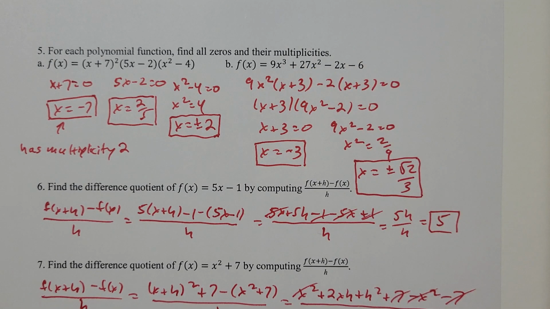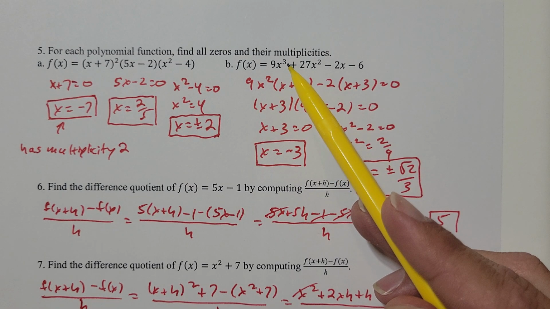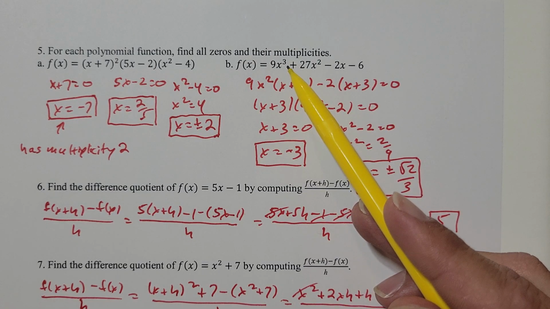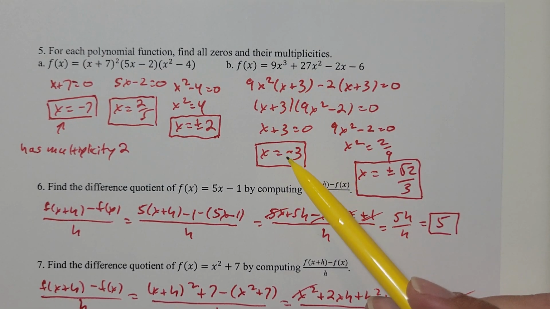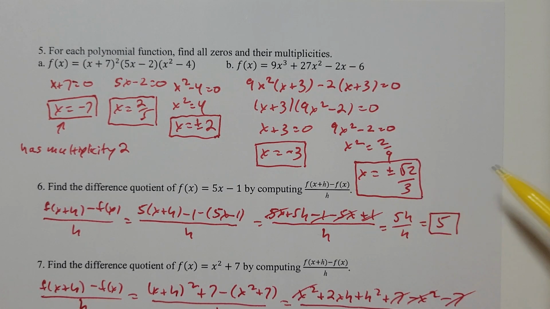One of the really important things that we're going to talk about here is what's called the fundamental theorem of algebra. The fundamental theorem of algebra is just a way to know how many answers you're going to have beforehand. If you just look at the degree of the polynomial, that will tell you how many answers there will be. So before I even did this problem, I could already know that there are 3 answers. And here they are: negative 3, root 2 over 3, and negative root 2 over 3. Those would be the 3 answers.